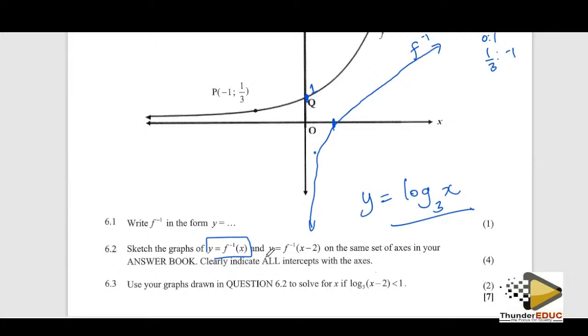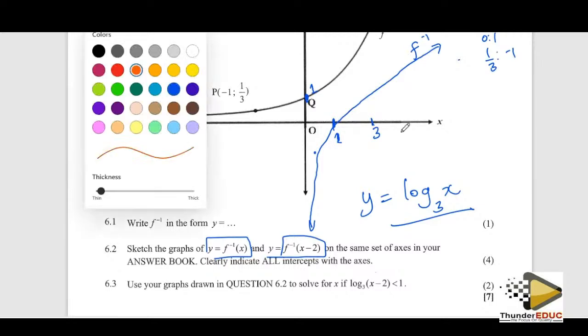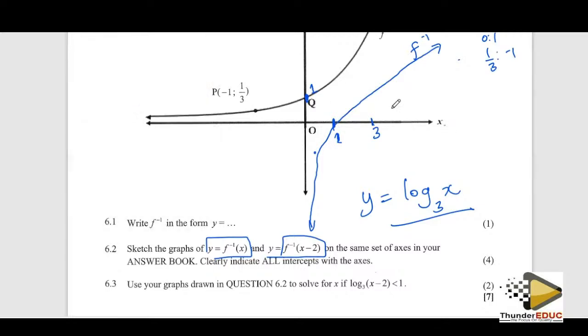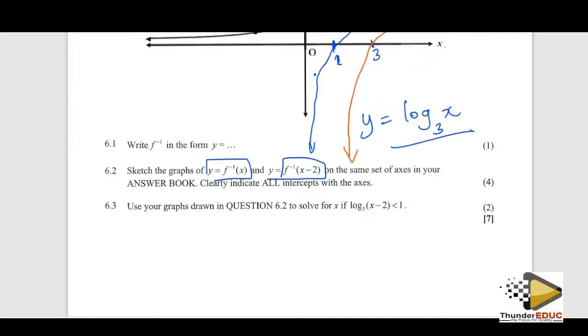Then they also want us to sketch the inverse shifted 2 units to the right. So if this is 1, we shift 2 units, then that's going to be 3. Let me use a different color for the inverse. So the inverse is just going to be in that format after shifting it. We're going to call this F inverse of (x minus 2). So that's how the graph will look.